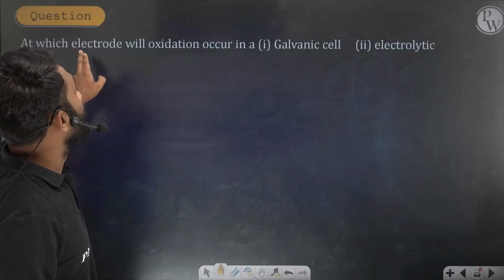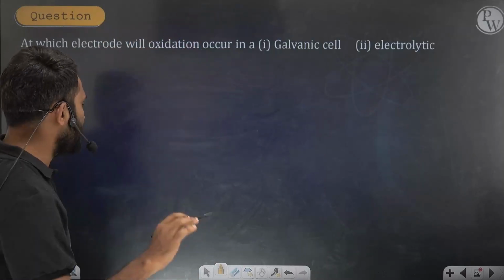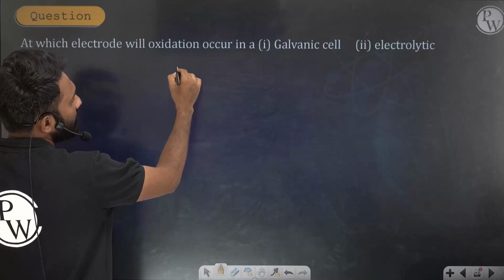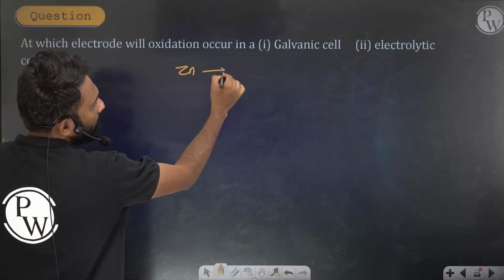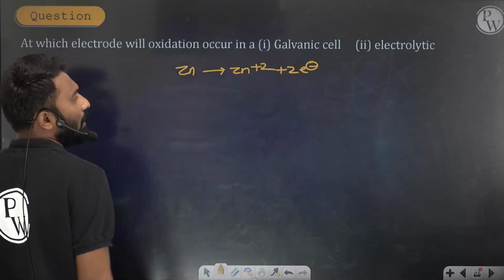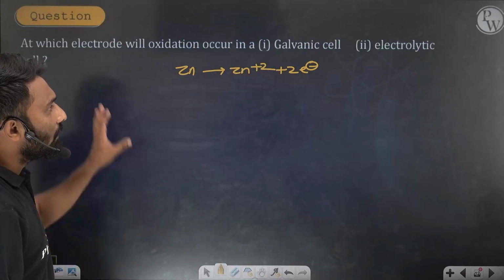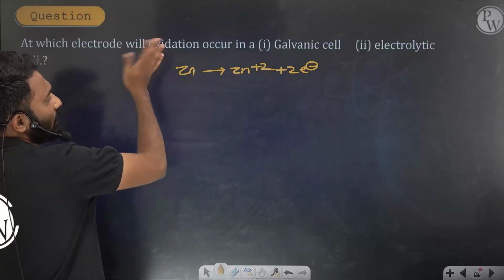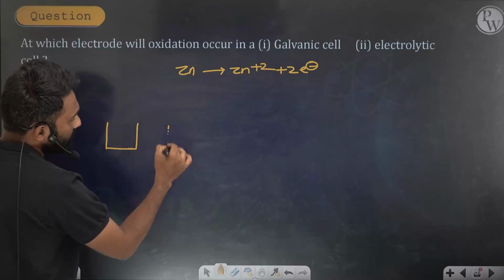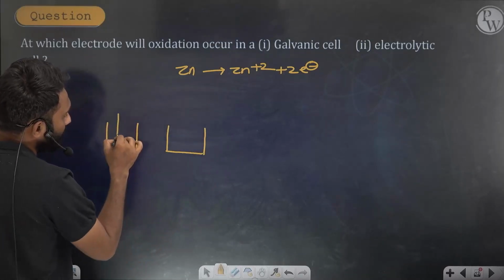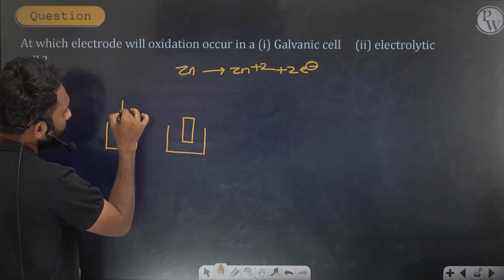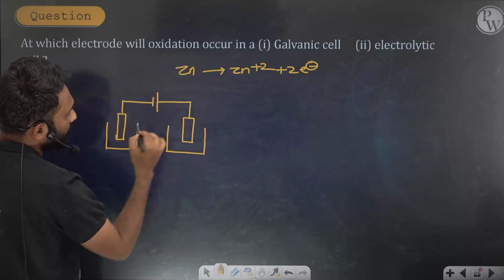at which electrode does oxidation occur? What is oxidation? Loss of electrons, right? Loss of electrons. Let us take zinc. Zinc by losing its two electrons, now this is an oxidation, right? Galvanic cell or electrochemical cell. This is a galvanic cell or electrochemical cell, right? Here the two electrodes are now connected with the external battery. Okay, now this is a salt bridge.